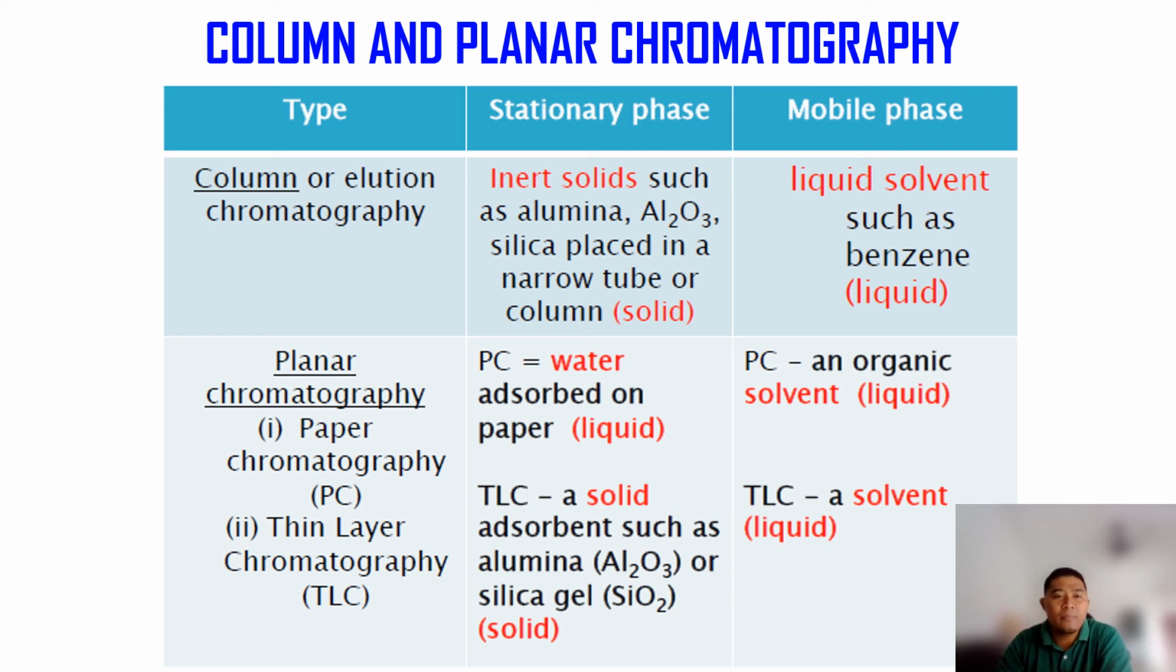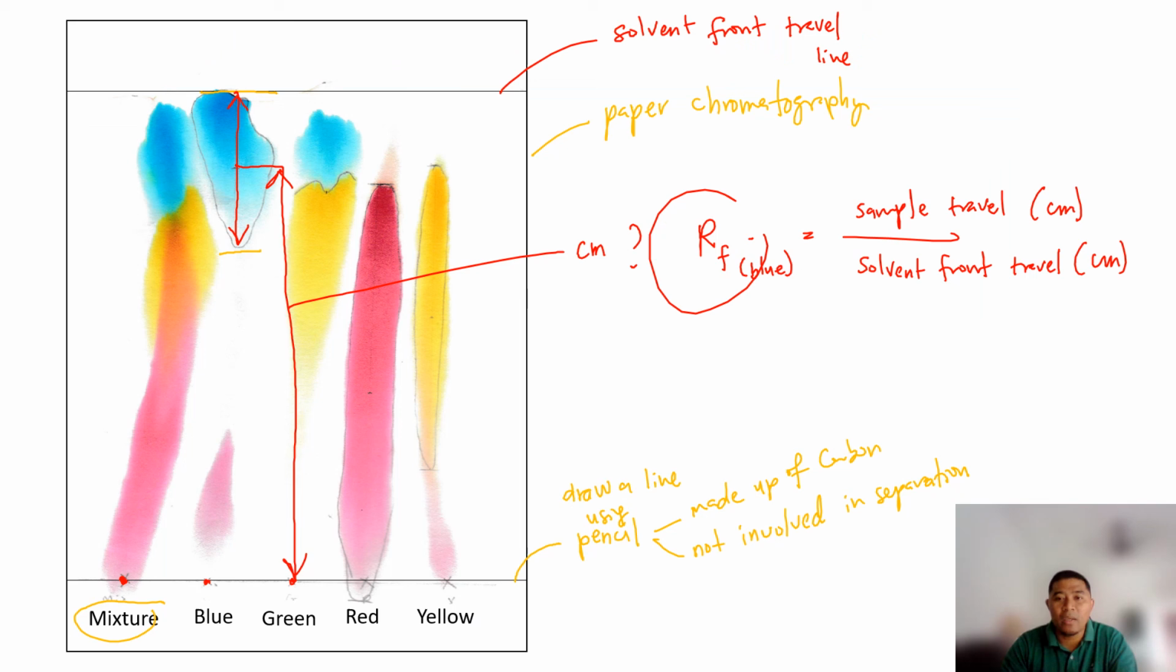Planar chromatography, either paper chromatography, saya abbreviation dia PC, or thin layer chromatography. PC water absorbed on the paper, so dia ada permukaan itu ada layer, dia ada stationary phase yang solid support, dekat layer atas dia ada water absorbed on the paper. Itu paper chromatography. So TLC, a solid absorbent such as alumina, silica gel. And then after this you will learn more about the TLC. Mobile phase, either PC and organic solvent, TLC a solvent juga lah, liquid.